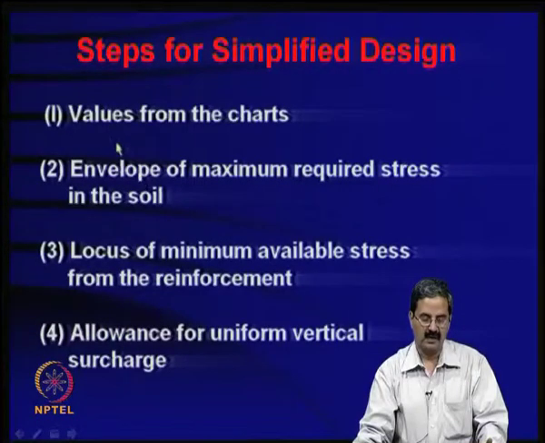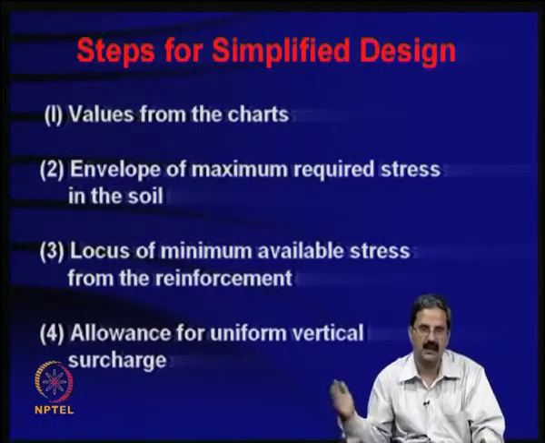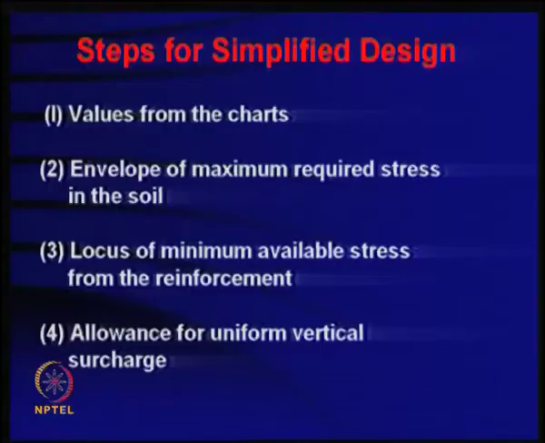To read values from the charts, you need to construct the maximum required stress in the soil. For example, Ka gamma H will be the stress at any point, is it not? That is called the line envelope, or line of maximum required stress in the soil, and then the locus of minimum available stress from the reinforcement.